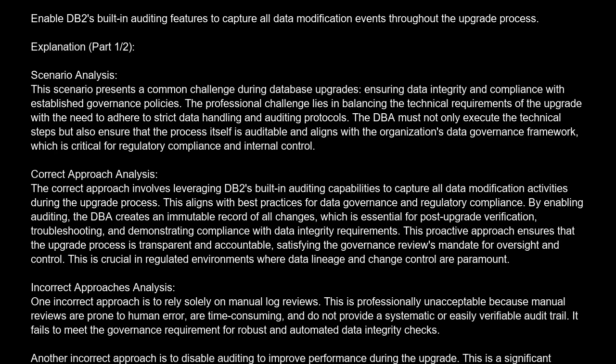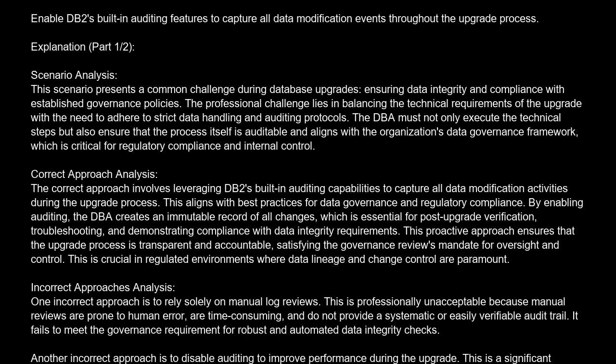The DBA must not only execute the technical steps, but also ensure that the process itself is auditable and aligns with the organization's data governance framework, which is critical for regulatory compliance and internal control. Correct approach analysis. The correct approach involves leveraging DB2 built-in auditing capabilities to capture all data modification activities during the upgrade process. This aligns with best practices for data governance and regulatory compliance.